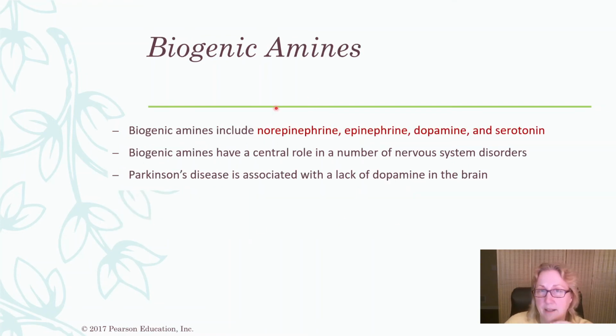Biogenic amines, so again, it's an amine because it has an amino group on it somewhere. Some of these would be norepinephrine and epinephrine. Remember, these are very similar, and they differ in which parts of the body they bind to. Dopamine, which is active in the brain, and serotonin as well. Serotonin is implicated in depression and mood disorders. Dopamine is involved with voluntary muscle movements and also mood. Parkinson's disease is associated with a specific lack of dopamine in one particular area of the brain. So those are biogenic amines.